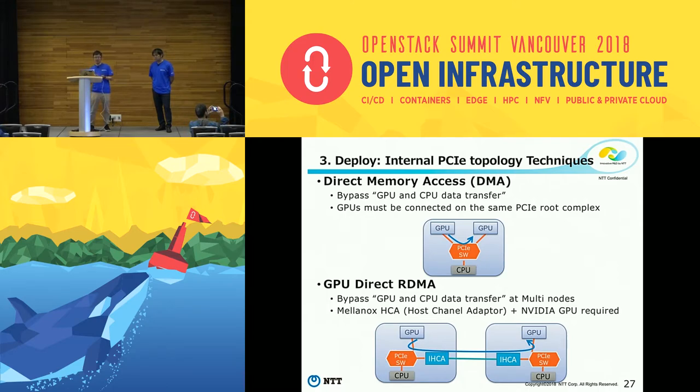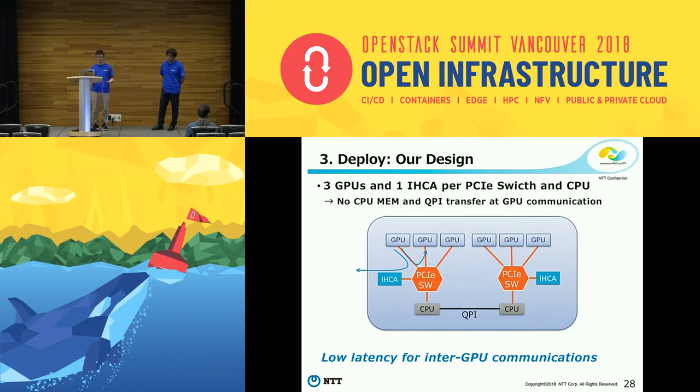Anyway, I would like to say that if we employ an InfiniBand adapter per PCI switch, we can bypass the GPU-CPU data transfer in the servers. So that results in the same thing as two slides before. This is why we employed such an architecture inside of the server that could completely bypass the CPU data transfer in the CPU layer. So the GPUs can communicate with each other directly.